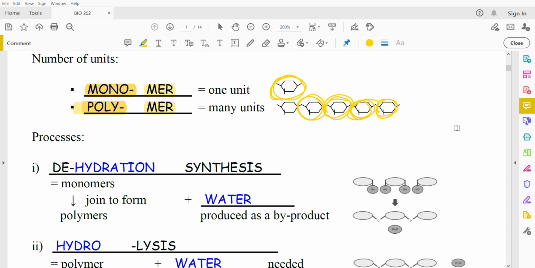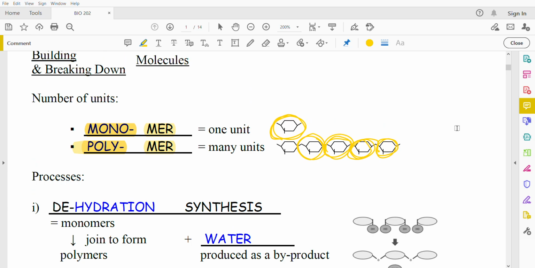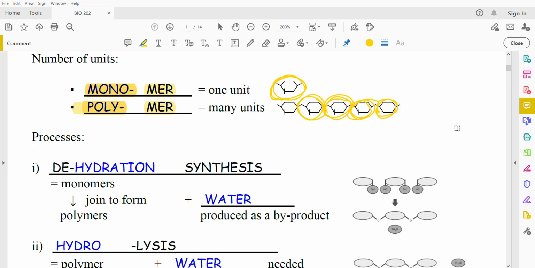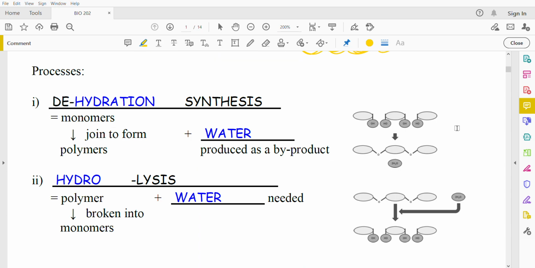The 2 processes where we could form or break down different kinds of combinations of polymers or monomers were dehydration synthesis and hydrolysis. So let's have a look at that, and we're going to start with dehydration synthesis.